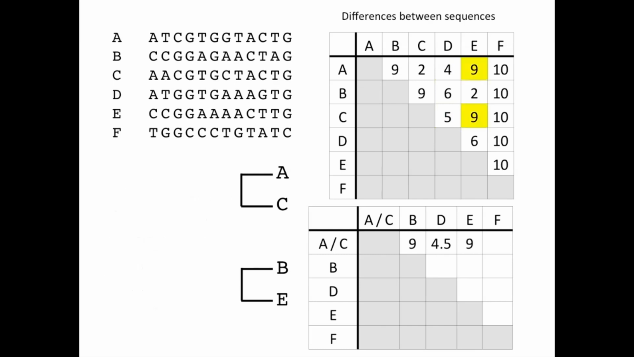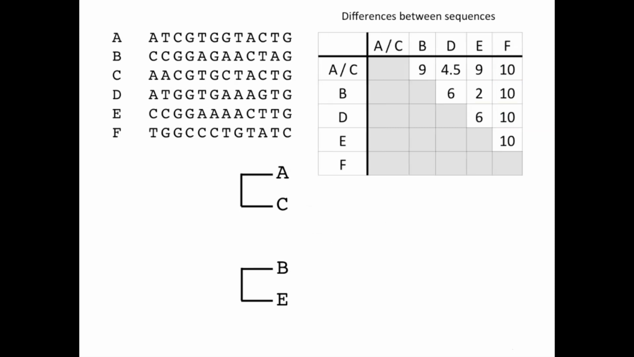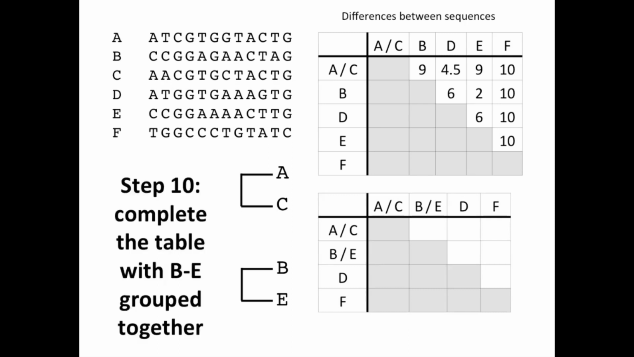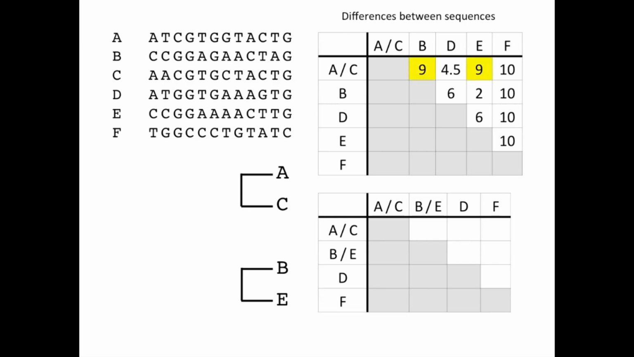We have an average of 9 differences between A and C to E, and 10 differences to F. The rest of the table can be copied down from the first table. With the AC grouping now added to our new table, we can proceed to also add the BE grouping. And to complete the table with B and E grouped together using the same approach as before. For B and E, we have an average of 9 differences to the AC group.